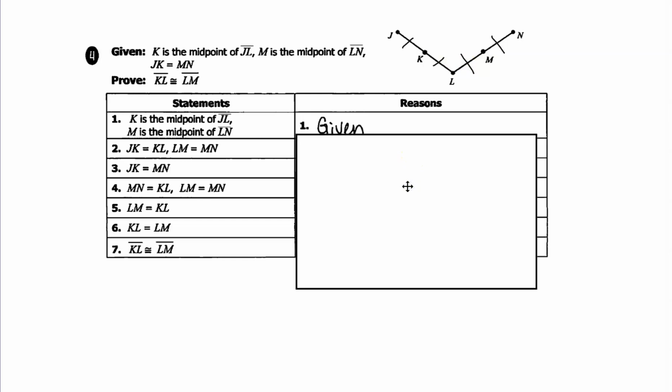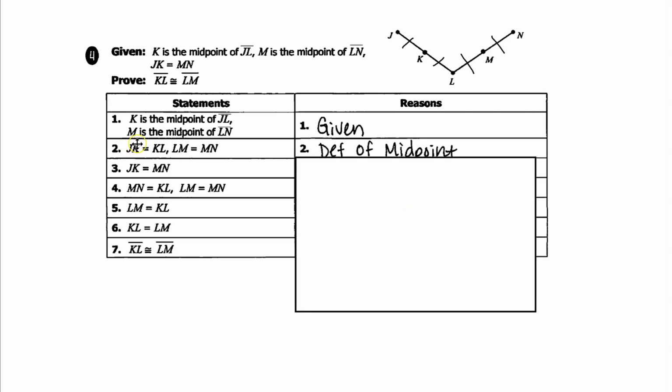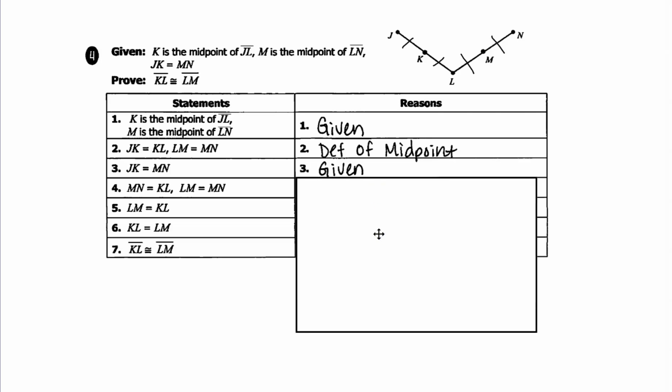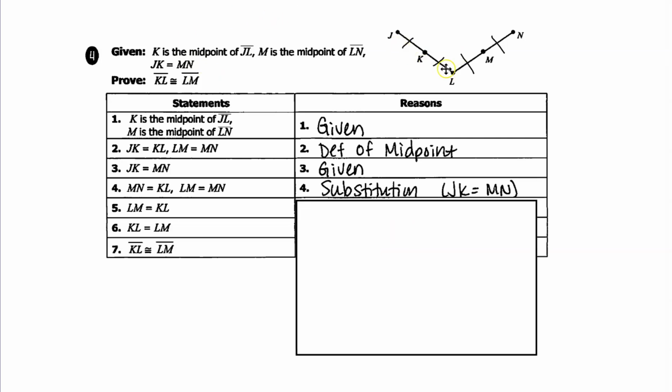So we have our given. And it says that JK is equal to KL and LM is equal to MN. Yep, because those are definitions of a midpoint, right? Then we have JK equals MN. Well, that's going to be a given, right? It's right there. Finally, well, not finally, MN equals KL and LM equals MN. That's just substituting stuff because we know they're all equal to each other because we proved it here.